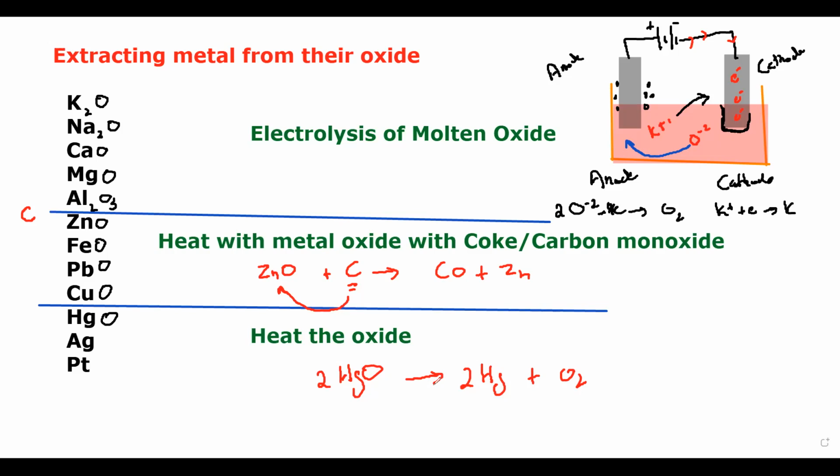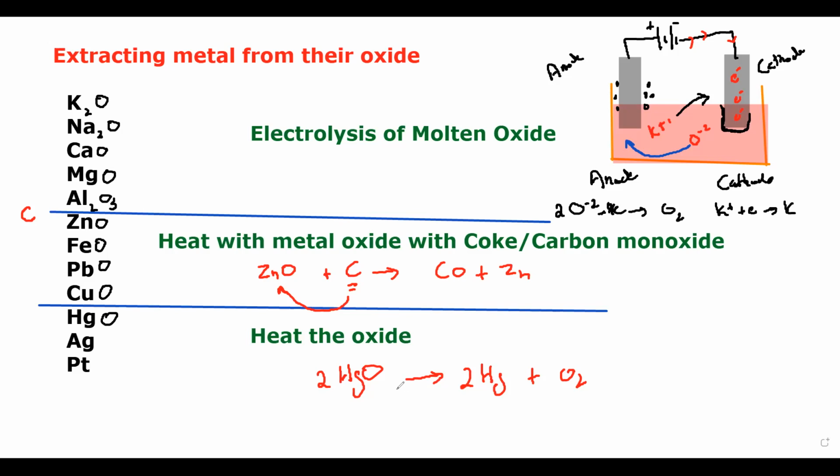For the highly reactive metals, we use electrolysis. Even though electrolysis can be used for all metals with their molten oxide, why don't we use it for all metals? Because electrolysis increases the cost of extraction, as we have to pass the current and melt the compound. So it is an expensive technique to extract the metal. That's why we prefer cheap techniques such as reacting with carbon or carbon monoxide, or either roasting or heating. So this is how extraction is done for different types of metal.